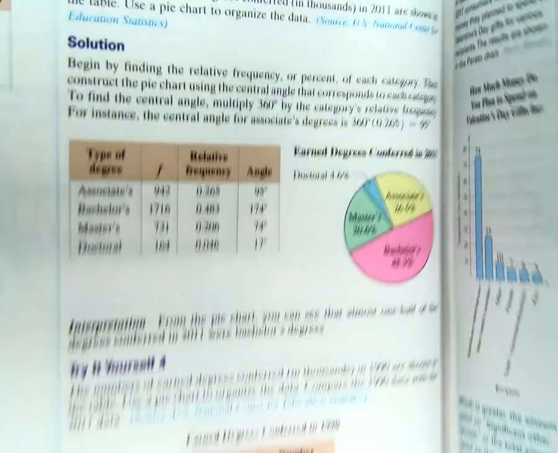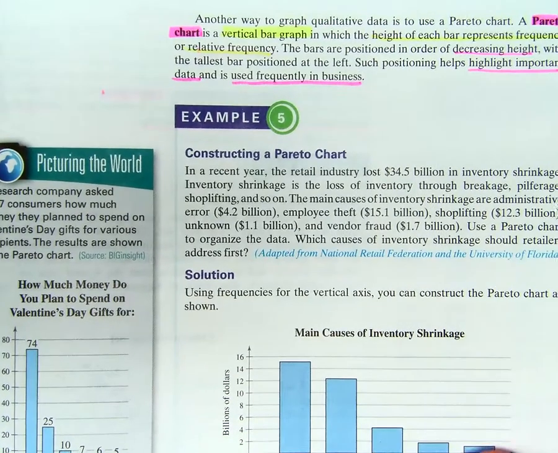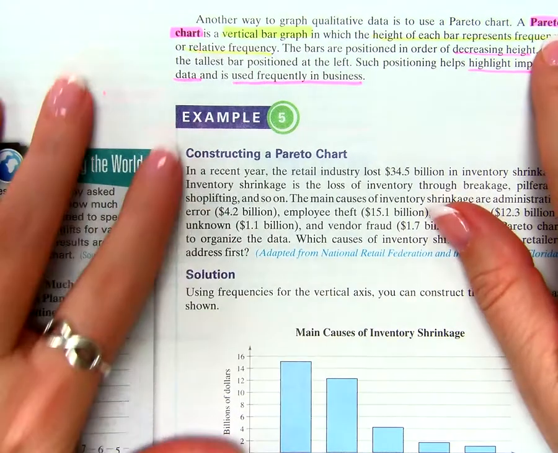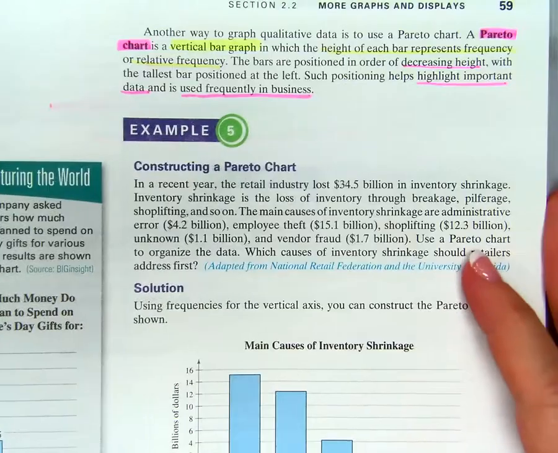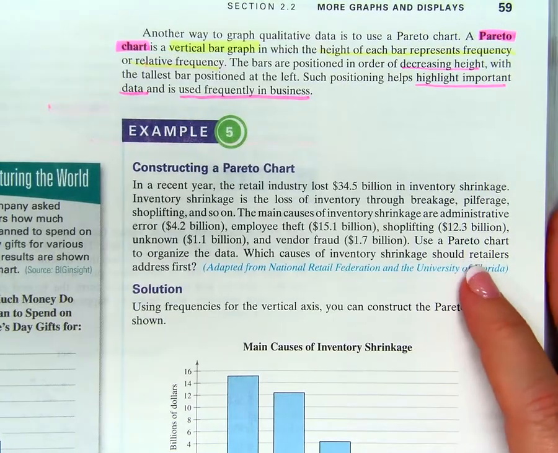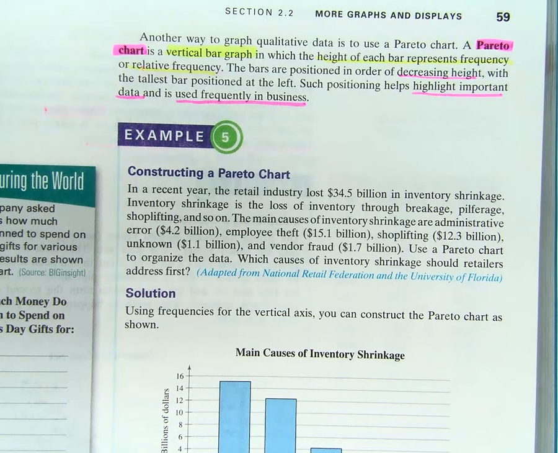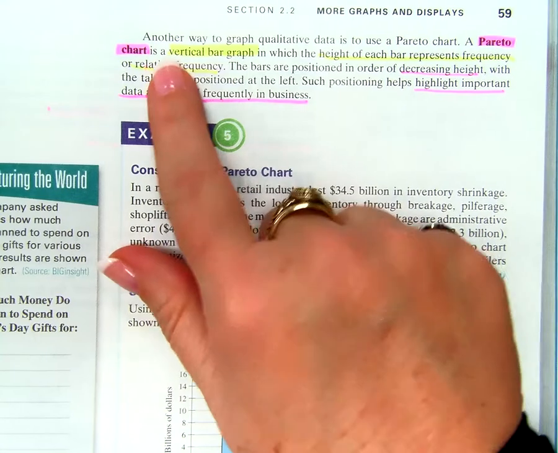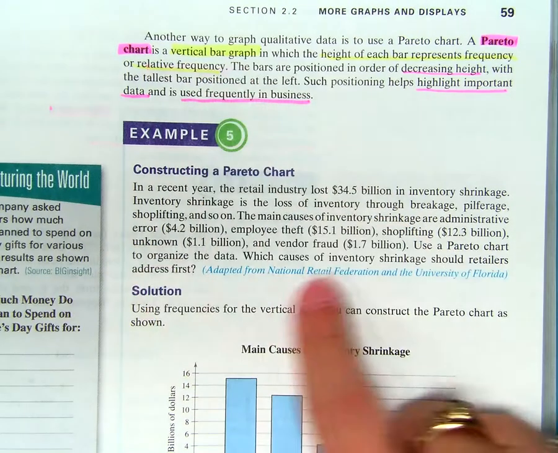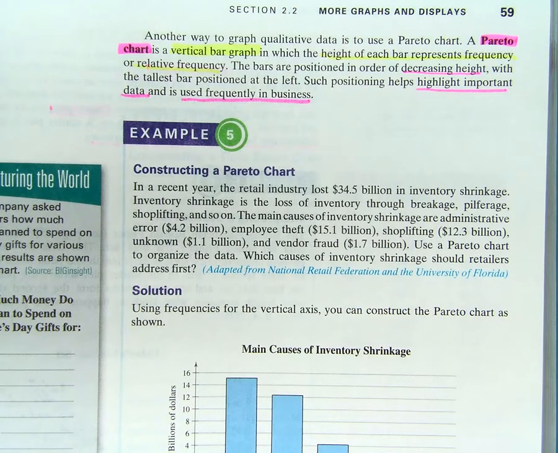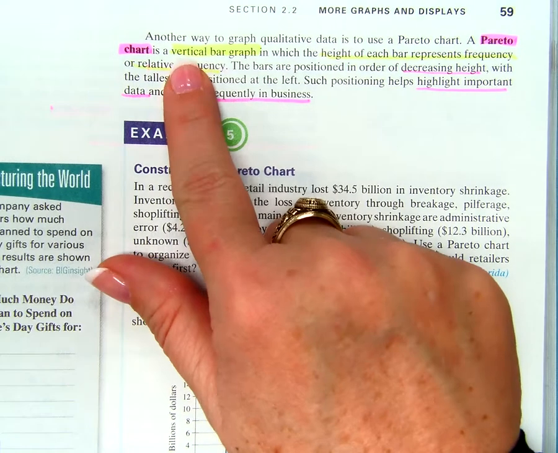Okay. Another kind of qualitative data is a Pareto chart. Okay. Guys, to be honest, I've never heard of this before. Probably should have, but now I do. Now I know. Okay? A Pareto chart is a vertical bar graph. In fact, when I looked at it, I even thought it was a bar graph. Okay? But it is a kind of bar graph.